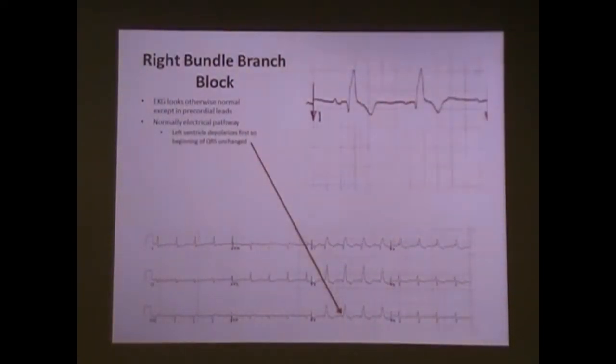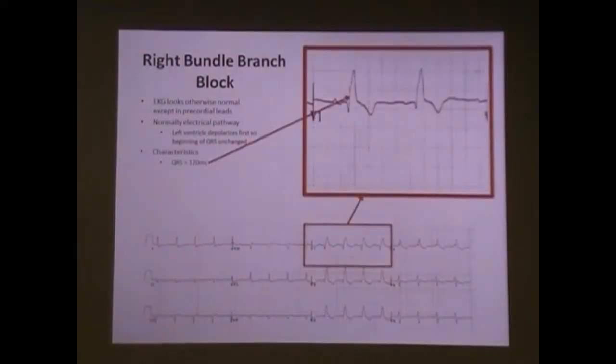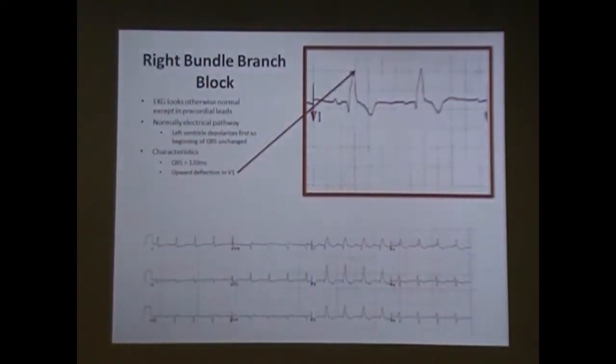The left ventricle depolarizes first, so again, the QRS looks unchanged. It is characterized by greater than 120 milliseconds. Again, using the steering wheel turn signal theory, it's got an upward deflection and large S waves in the precordial leads, especially in V5, V6. And T wave inversions in V1 through 3, you can see we've got the downward deflection of the T waves.